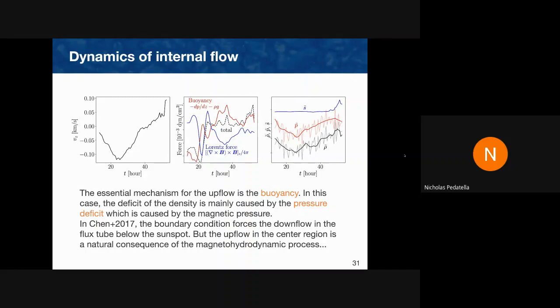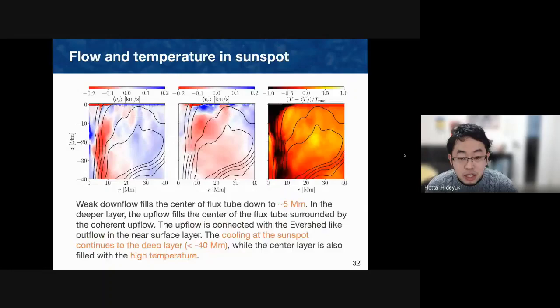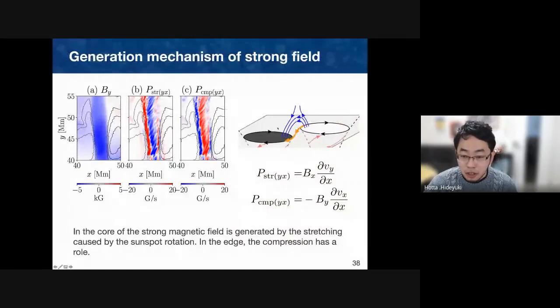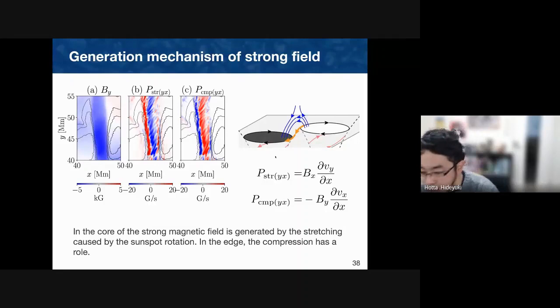Okay, so as I explained, there is a reconnection around the upper atmosphere, and this is accumulated in the photosphere, and the stretching creates a very strong magnetic field here. There is a twisted magnetic flux tube around here, and this can reproduce it. So this can be the force-free flux tube, a twisted magnetic flux tube. So this can be force-free, okay.